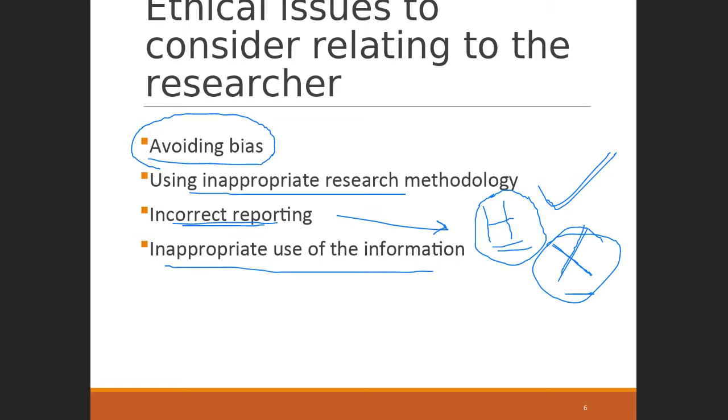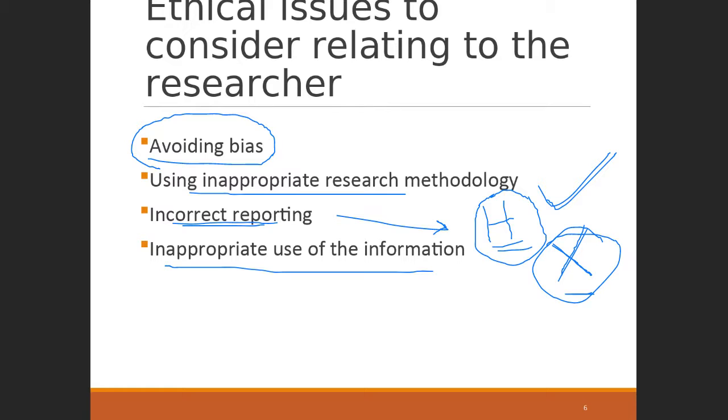If you are not a good custodian and you are transferring or selling this information to commercial enterprises, which can use it to manipulate the customers, such practices are not considered ethical in the research process. So please try to maintain the confidentiality of your respondents and do not use the information collected in your research process inappropriately. So in short, these are the issues you need to take into consideration while conducting research.